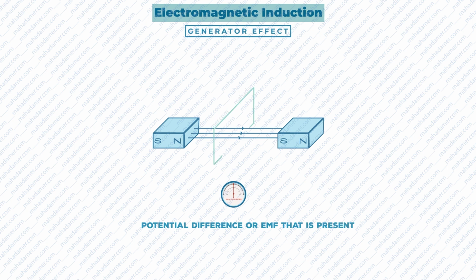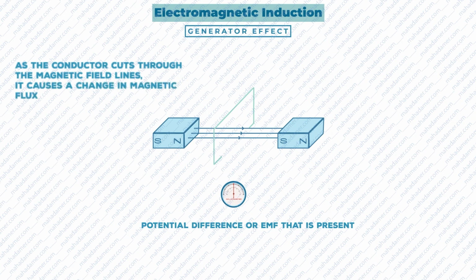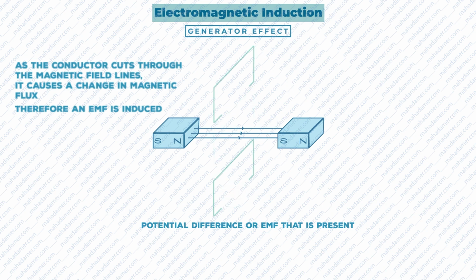This induced EMF is because the magnetic field lines are cut by the conductor. If a conductor cuts the magnetic field lines of a magnet, it causes a change in magnetic flux. Therefore, an EMF is induced. You can clearly observe that when the wire stops moving, for example at the top and at the bottom, the EMF disappears. This shows that only when the wire is cutting the field lines is the EMF there.